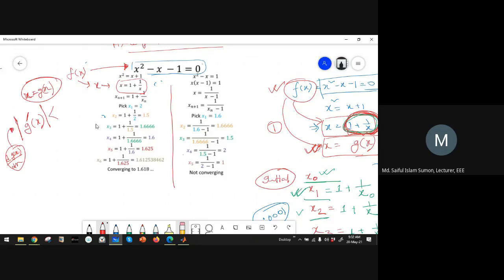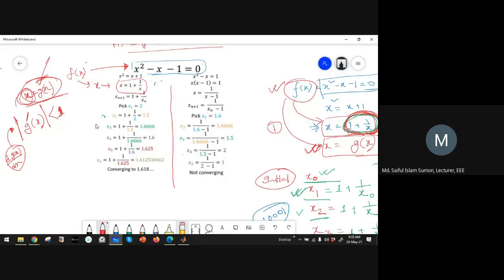The absolute value of this should be less than 1. This is one condition. If this condition isn't fulfilled, then my solution is not going to converge. So there are different ways in which I can express my x as a function of x, that means g(x).